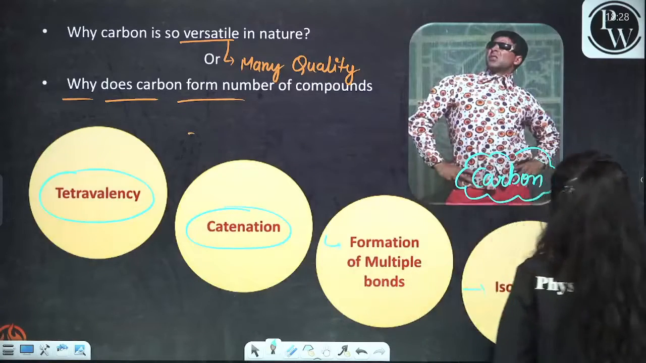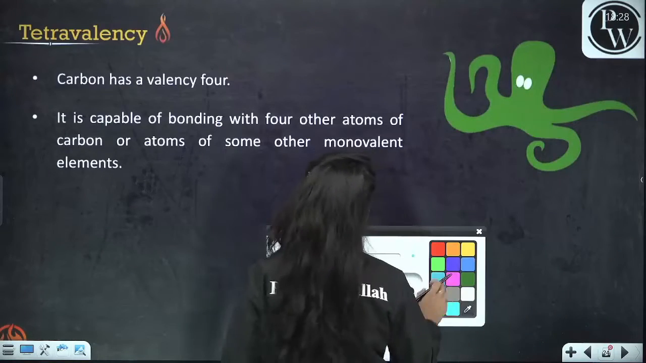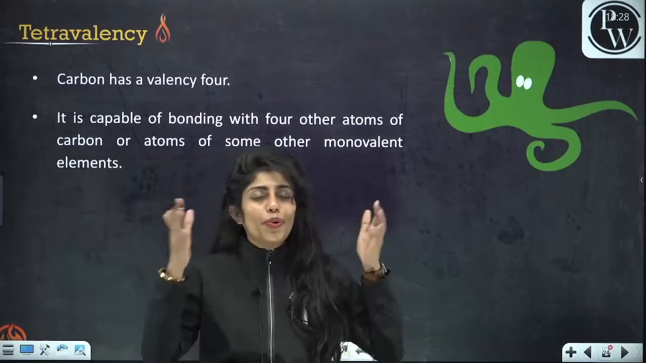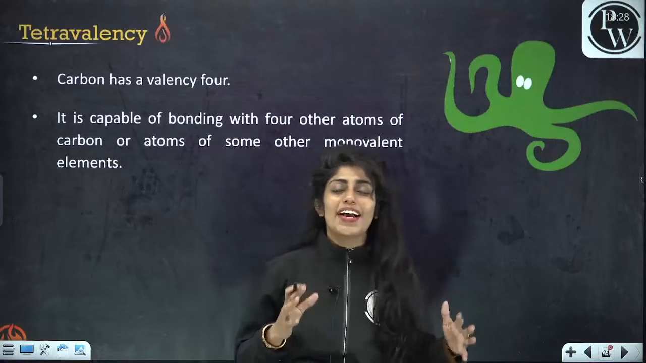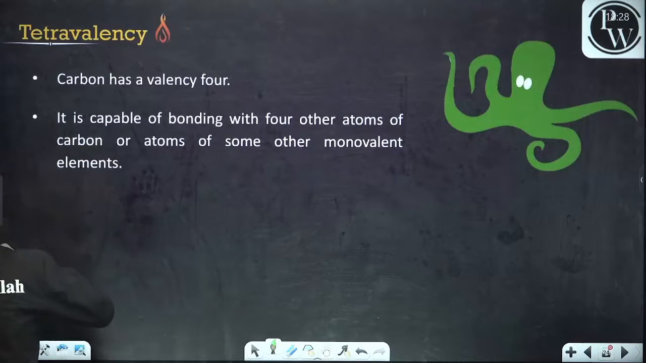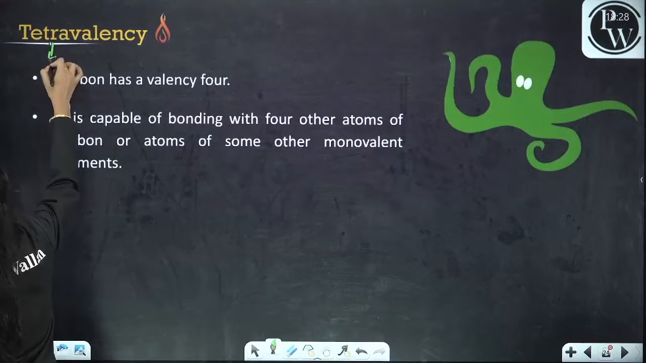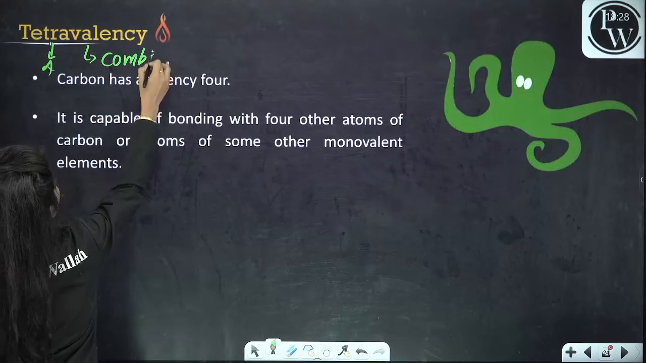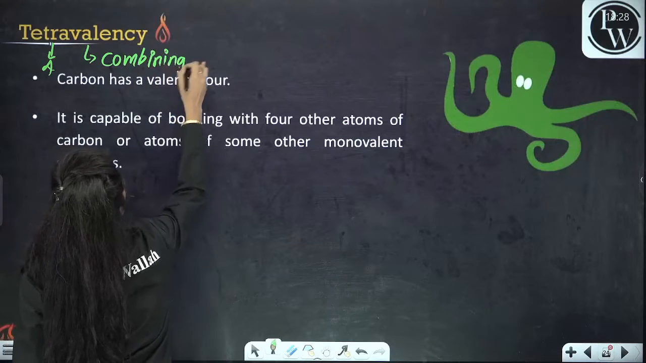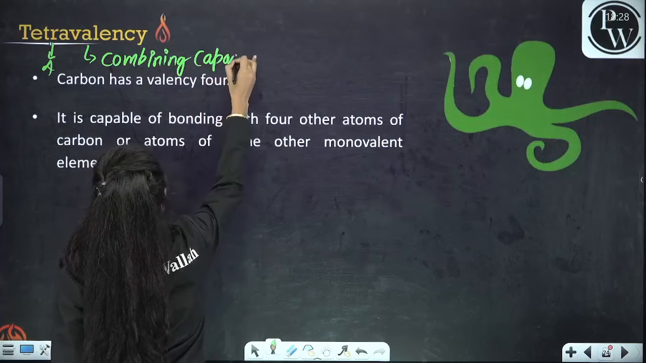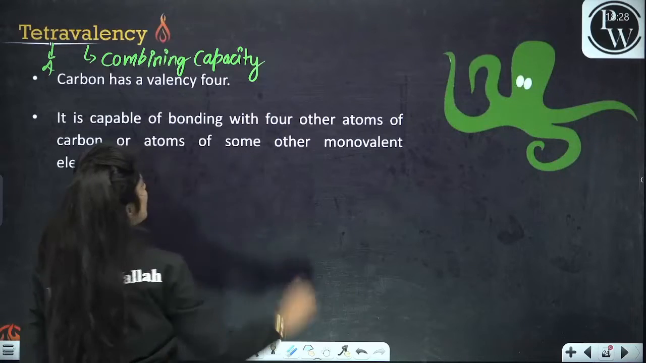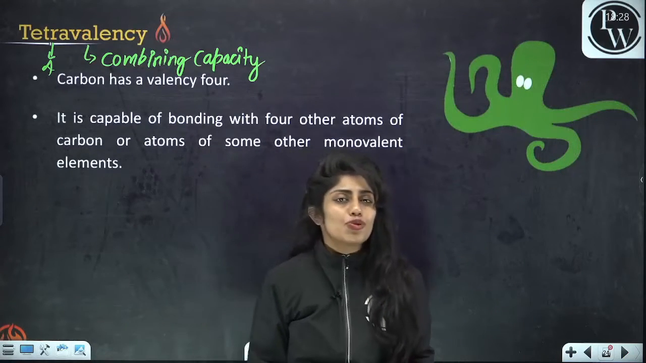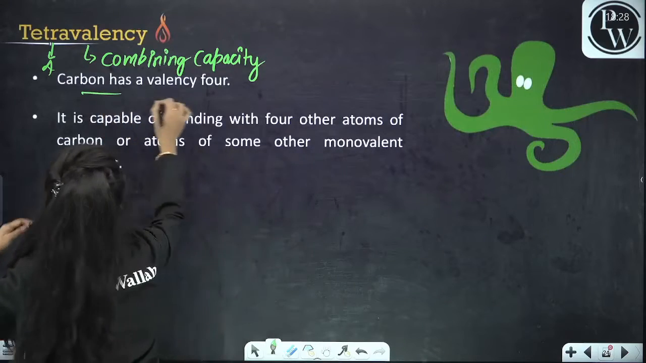So, very first, we are going to deal with tetravalency. Don't be afraid, take a deep breath. Okay, we are going into this chapter more and more. So tetra means 4 and valency means combining capacity. Carbon has a unique electronic configuration, as I have told you, having 4 electrons in the outermost shell. So carbon has a valency equal to 4.